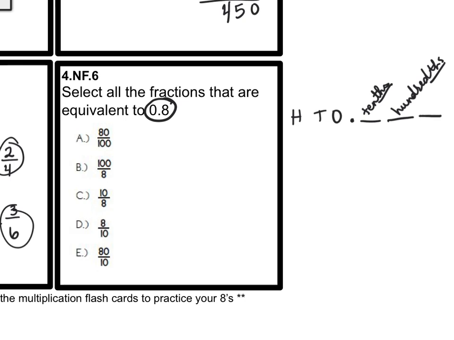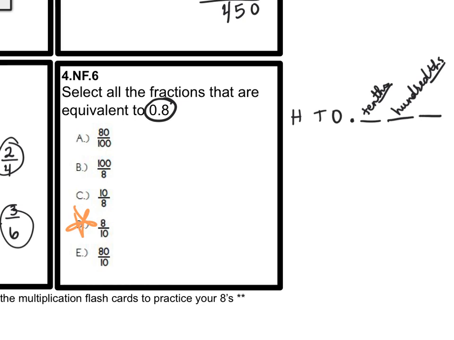And if I look here, I see 80 hundredths, I see 100 eighths, 10 eighths, which is not saying the same thing as 8/10. And D says 8/10. That's exactly how I'd say this, because this 8 is in the tenths place value. So this one, D, is going to be an option. Oops, sorry, not C. D is definitely going to be the same thing as 8/10.